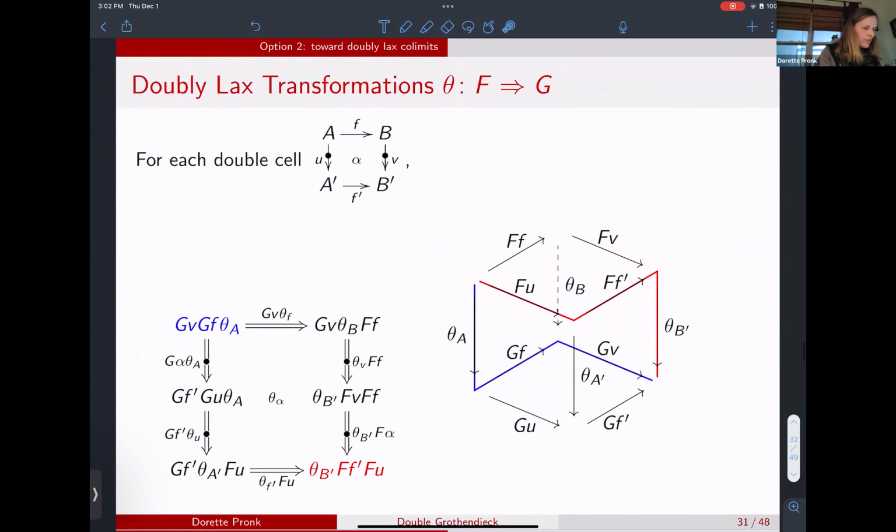So what do I need to define a doubly lax transformation? Just to kind of recap, I need to give for every double cell in the domain a cube, so that everything fits together as given here. So we see that if I look at this part here, it gives me the bottom part here, and this composite here gives me that one here. Those are all double functors. That's why they can be composed at the end of the day.